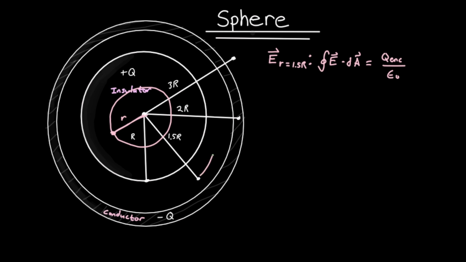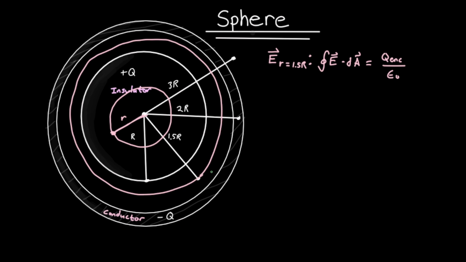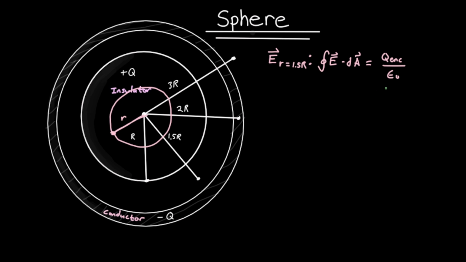Considering the Gaussian surface at radius r equals 1.5 big R, and sketching the surface, we can see that the Gaussian surface still encloses the plus Q full charge of the insulator. Since there's no charge between the conductor and insulator, the charge enclosed is still positive Q, and the flux is Q over epsilon naught. So rewriting Gauss's law, E times 4 pi little r squared equals Q over epsilon naught. So the electric field is just Q over 4 pi r squared epsilon naught.